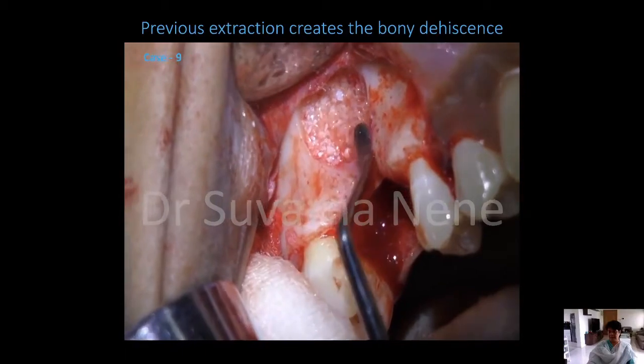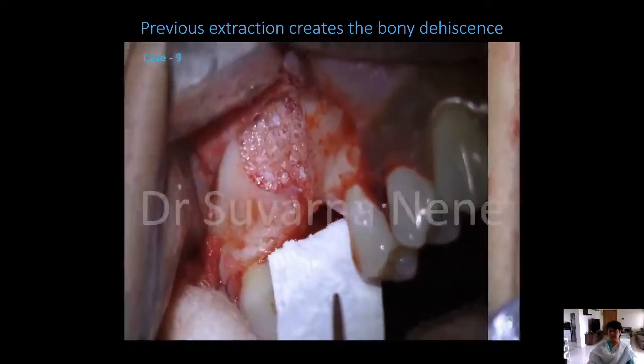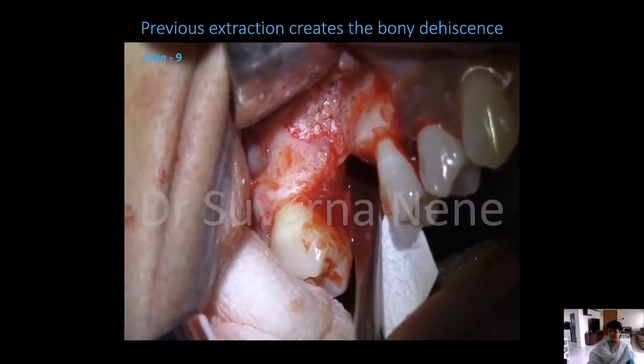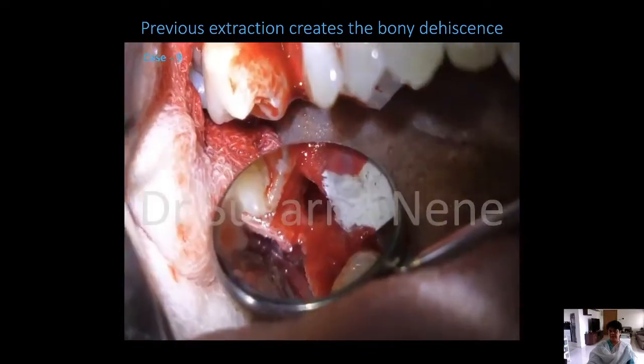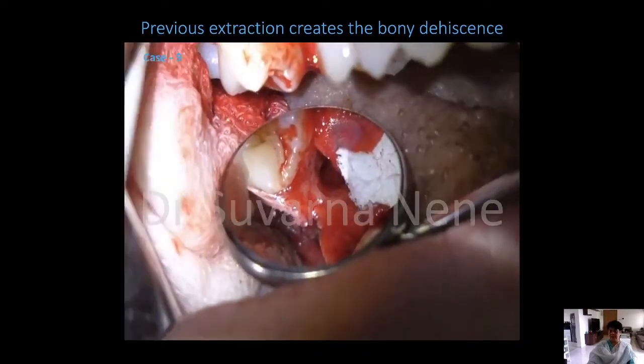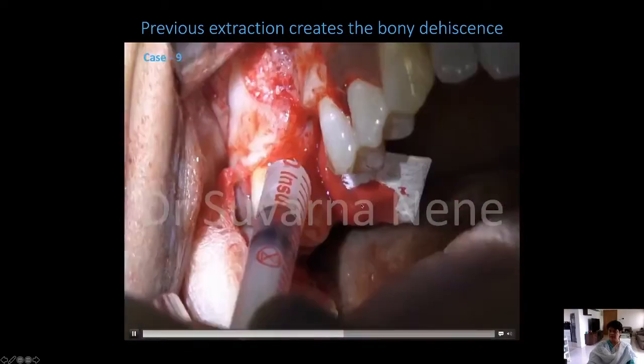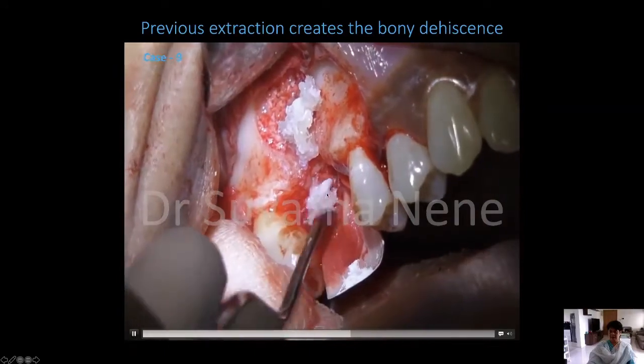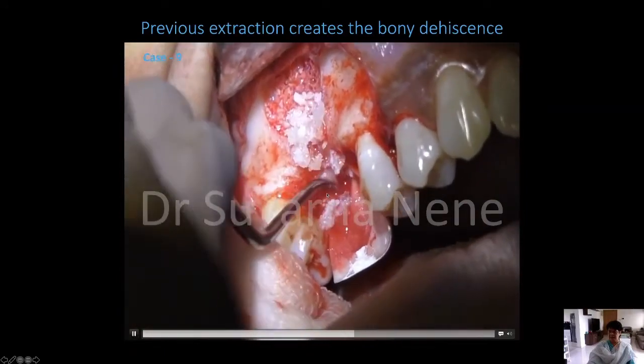So first we grafted the sinus. After grafting the sinus, we placed a membrane on the palatal aspect. And now you can see the socket and the palatal missing wall will be taken care of with the membrane now. Now we are grafting it, because otherwise it will collapse.